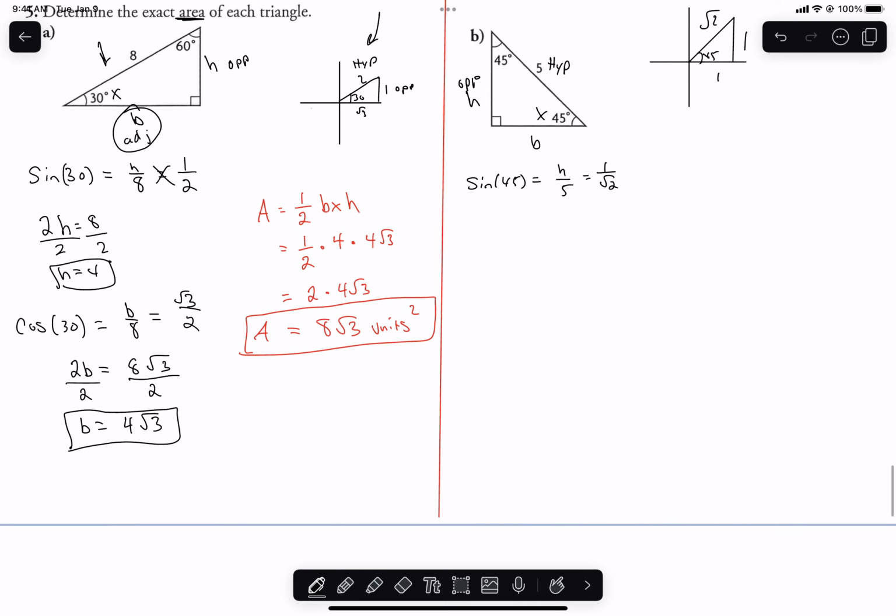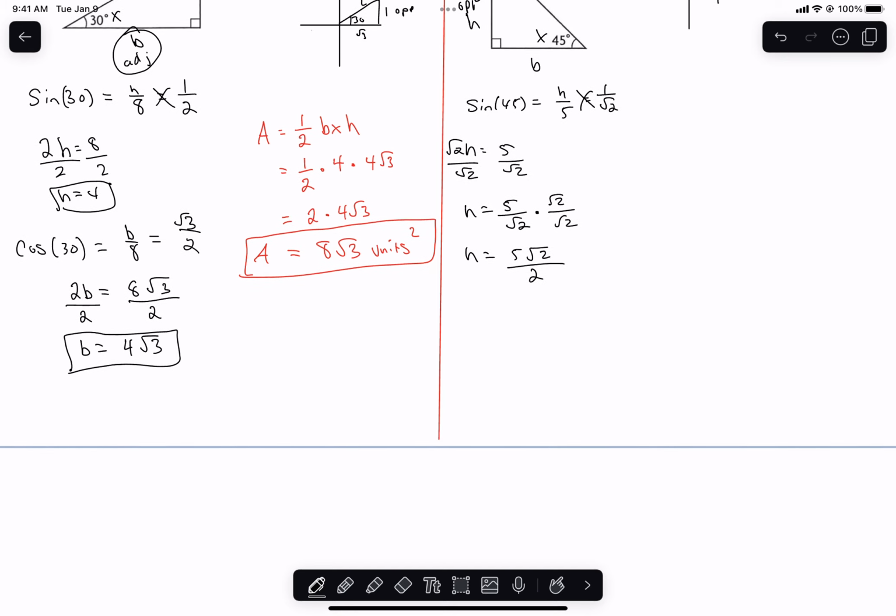And so what I'm going to do is just use this to solve for h. Root 2 h, sorry. If I cross multiply, it has to equal 5. Then I'm going to divide both sides by root 2. And I'm going to get h is equal to 5 over root 2. I'm going to rationalize the denominator. And h is going to equal 5 root 2 by 2.